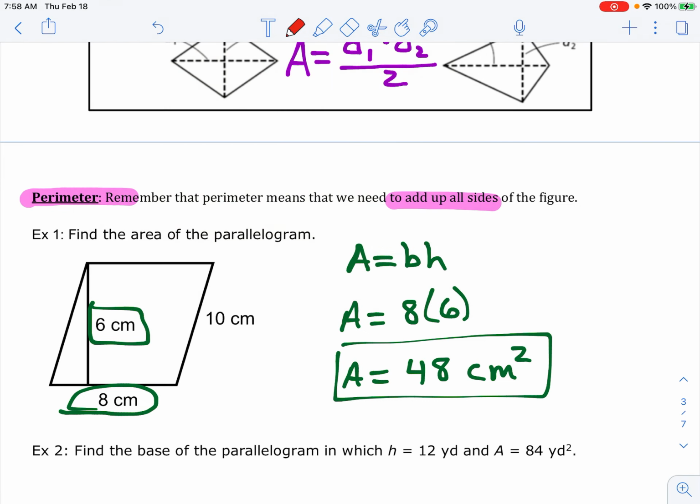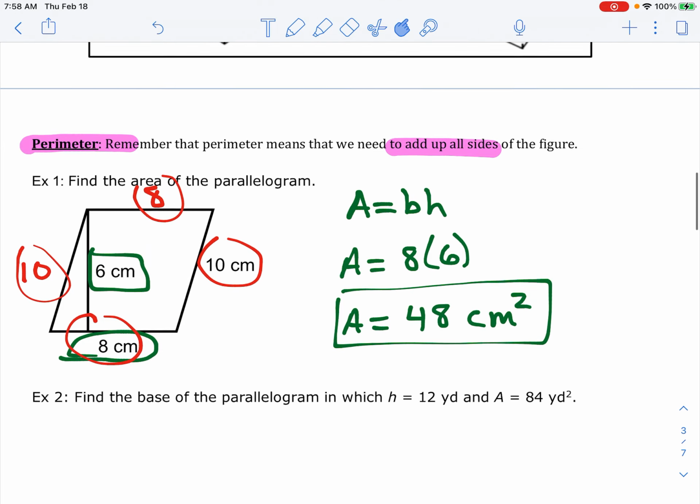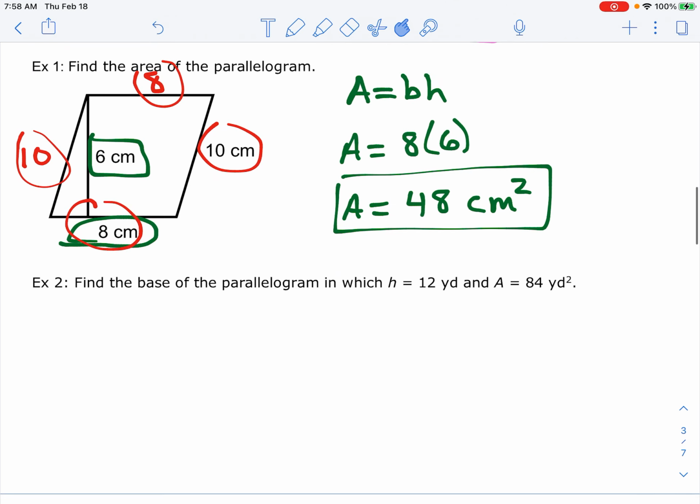All right, so that 10 is just there in the picture to mess us up. If this question asks us for perimeter, don't forget opposite sides are equal, so I would put 10 here, I'd put 8 here, and I'd go back and add up the 4 that I circled in red if the question asked me for perimeter. All right, let's look at example 2.